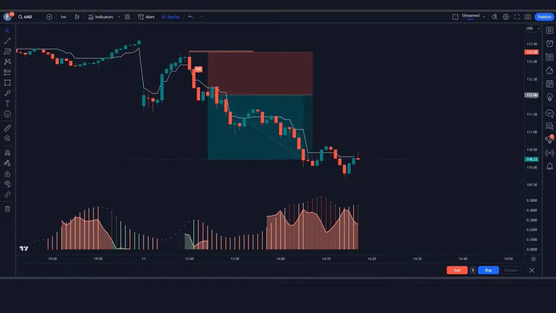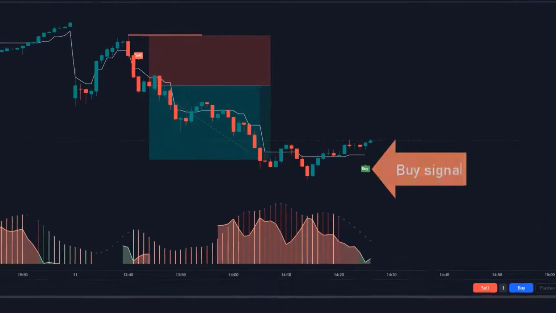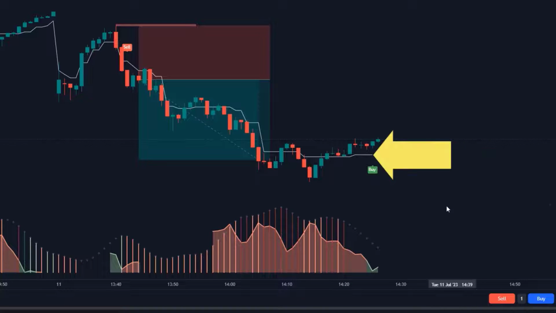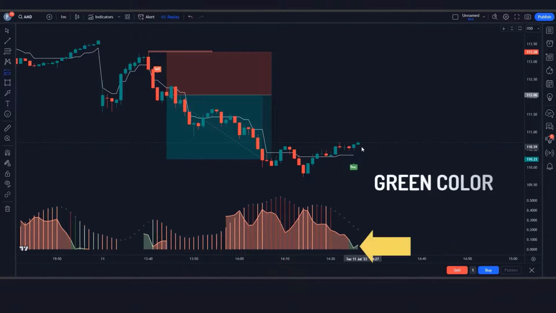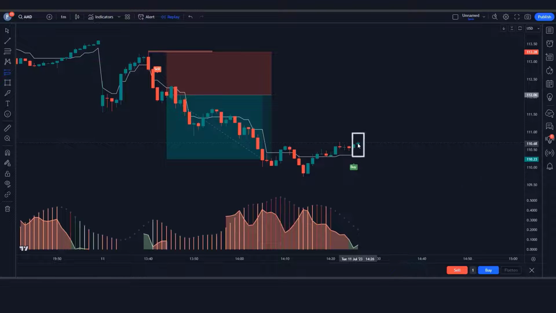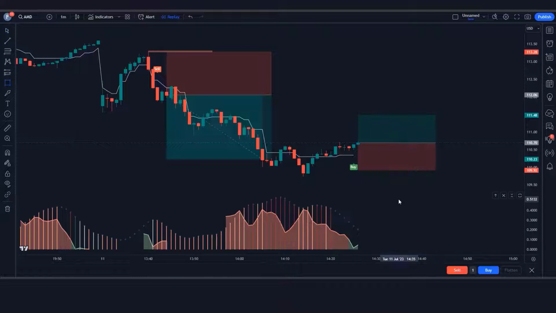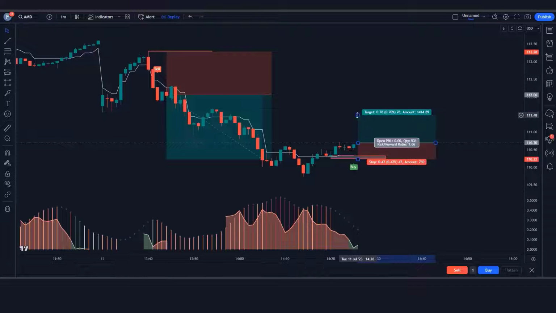Let us now understand the long position. When the power trend indicator gives us the buy signal, and the price is marked above the trend line, and the AIR Vortex ADX indicator is green in color, and the market forms a bullish candle, if these conditions are fulfilled, then we will place a buy order. Our stop loss is to be placed at the low of the previous candle, and the risk to reward ratio will be 1:1.5.